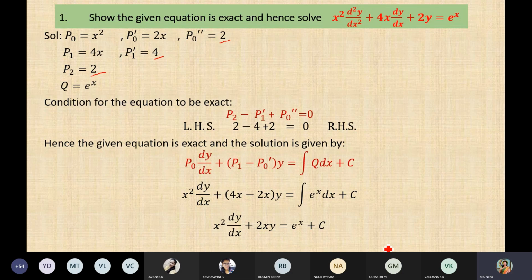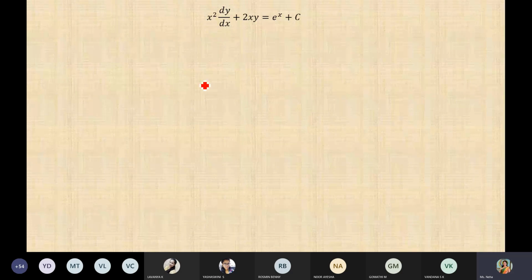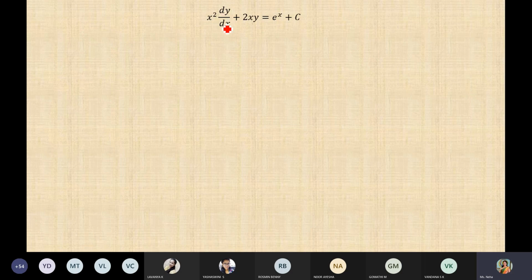So first we will reach this step, and then we will make sure that the coefficient of dy by dx is equal to 1. So next step, whatever your coefficient of dy by dx is, we will divide the entire equation by that coefficient. So if you divide the equation by x square, what will you get?